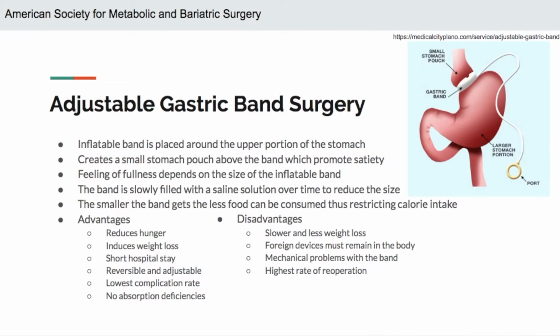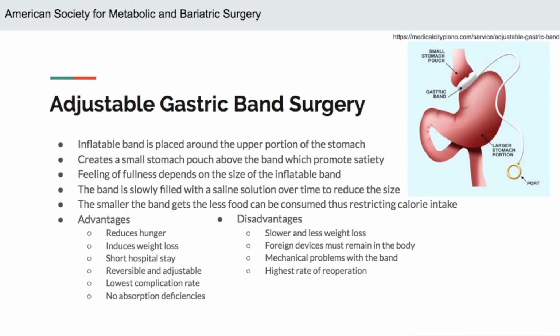So the last surgery we're going to talk about is the adjustable gastric band surgery. This is also a one-step surgical procedure that involves placing a foreign object into the abdominal cavity around the upper portion of the stomach. The inflatable band creates a small stomach pouch superior to the band, with the rest of the stomach inferior to the band. The feeling of fullness depends on the size of the inflatable band and the size of the stomach pouch.